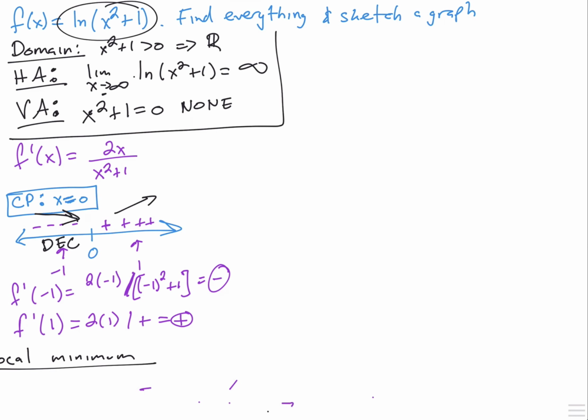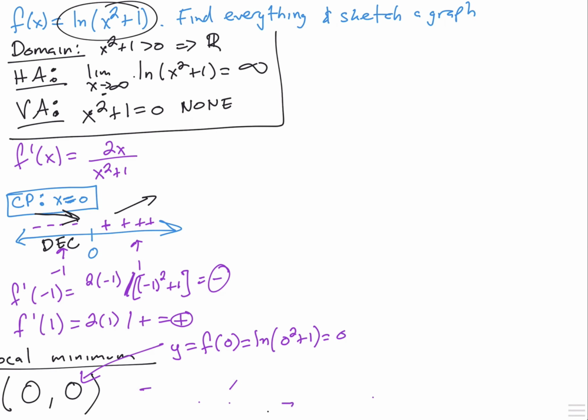Okay. All right. So, where's my local minimum? It's at 0. 0. That's right. Where do I get this second 0 from? This 0 came from y, which is f of 0, which is ln of 0 squared plus 1, and ln of 1 is 0. So that's where I came from, right? Okay. All right. Good job, team.